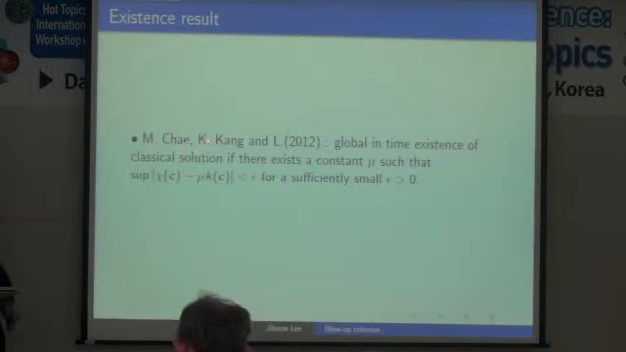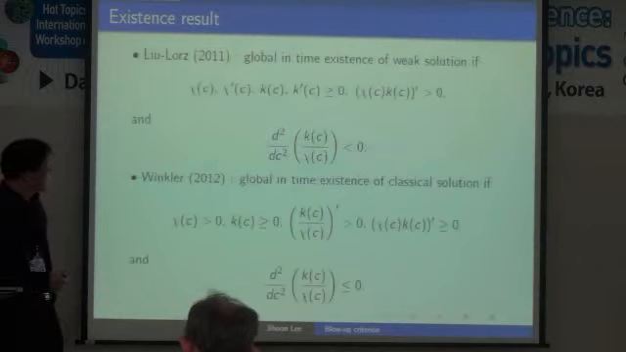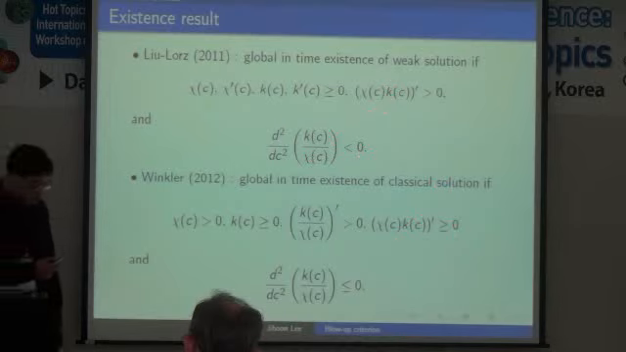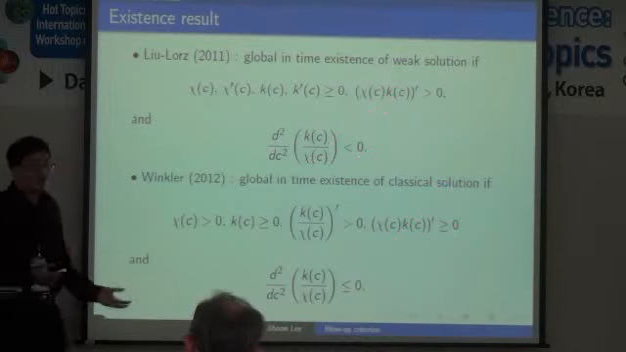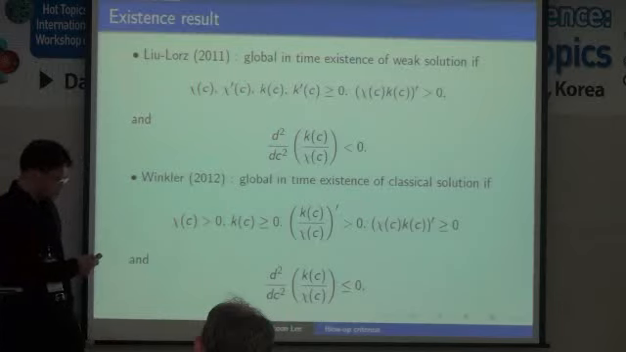And also Myung-Ju Chae, from Sungkyunkwan, and myself showed the global in time existence of classical solutions if there exists some constant mu such that the chemotactic sensitivity and some oxygen consumption rate, and this supremum, is small, then we can show the global in time existence of the classical solutions. But every one of these three needs some conditions on the chemotactic sensitivity and the oxygen consumption rate, and actually all these 3 conditions are necessary for obtaining some good a priori estimates. We need these kinds of estimates.